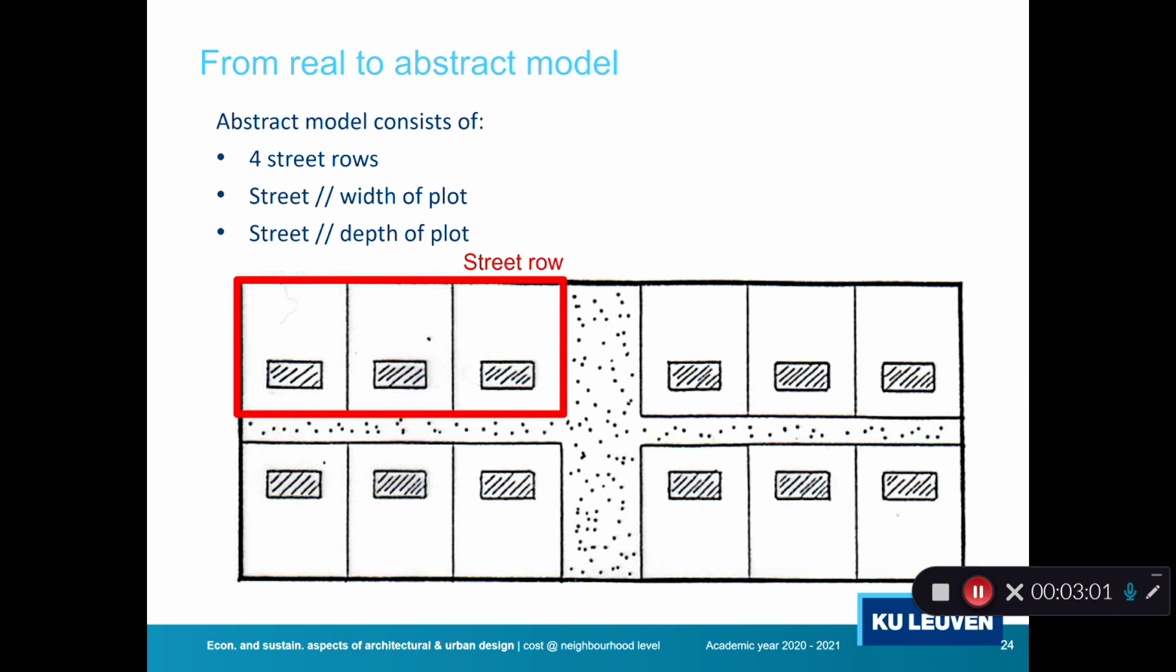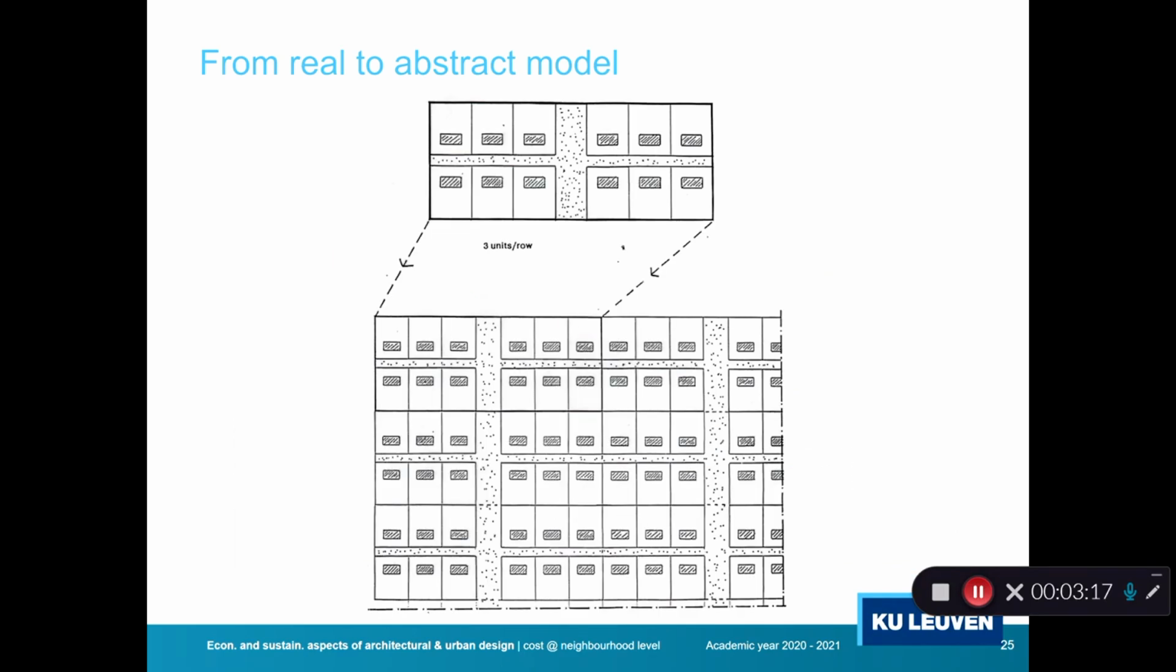It might also be that you have a larger neighborhood than just 4 streets. Then you just take part of it. Then you don't consider the full neighborhood, but you just select a part of this neighborhood. So it means that you choose a part of your neighborhood which can be well represented by 4 streets and 2 roads, which is then repetitive again in your larger allotment.